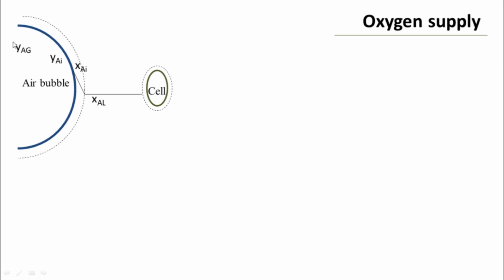I have artistically represented an air bubble by this hemisphere or a semicircle here. They are actually spheres, approximately maybe. I've just represented this by a hemisphere in 2 dimensions, a semicircle. This is the air bubble and this is the cell. This is the liquid medium in which both are present, our system actually. What happens is oxygen from inside the air bubble moves to the liquid and then moves to the cell.